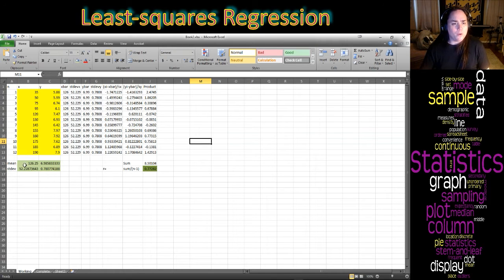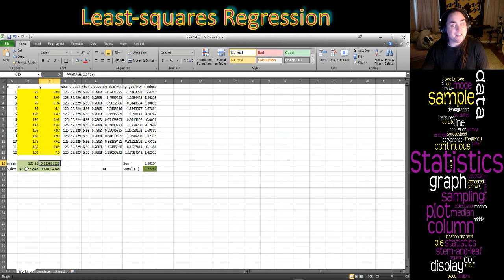There we go. So the mean value for the x values is 126.25. I need that for my b sub 0 calculation. The mean for y bar is about 6.986. I need that also for the b sub 0.